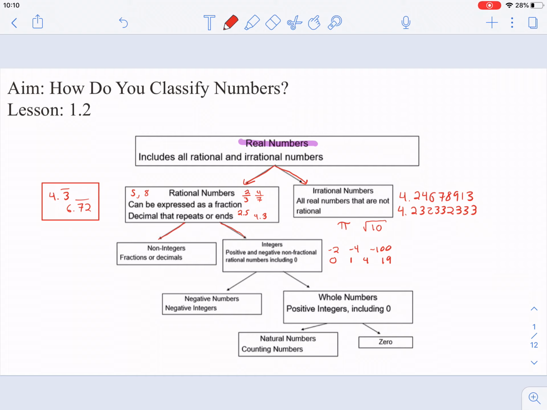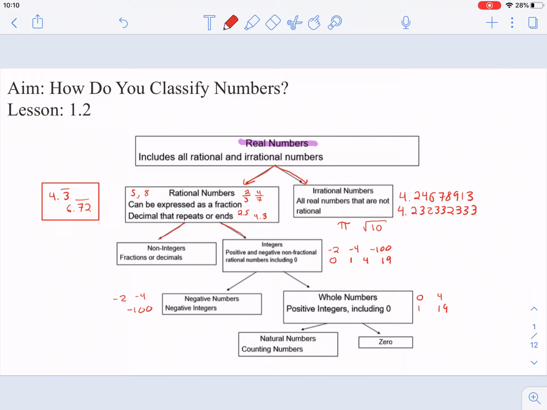Integers then can be split up into two categories. They can either be negative numbers, which is just a negative integer, like -2, -4, -100. Or they can be whole numbers, which are positive integers including 0. So 0, 1, 4, 19.